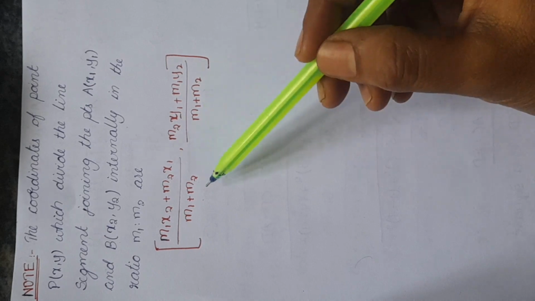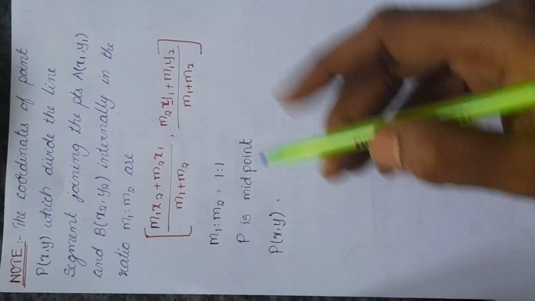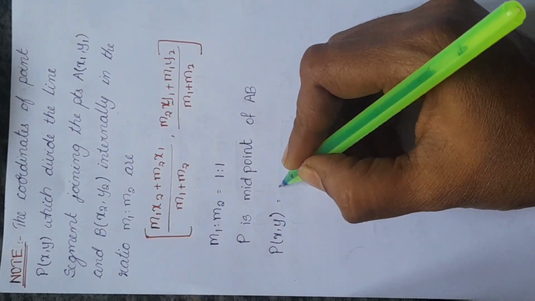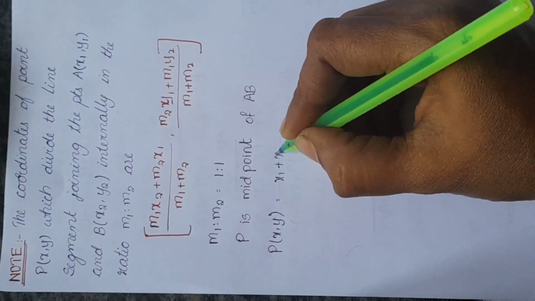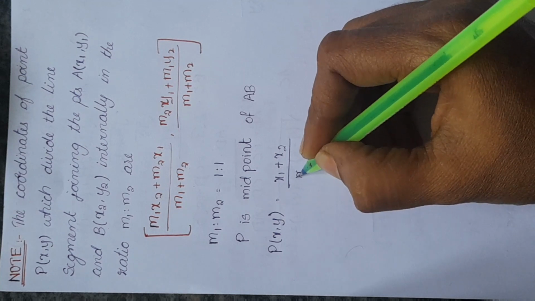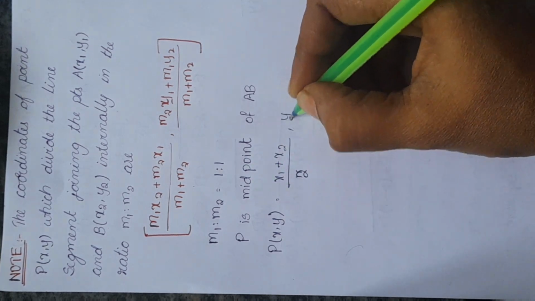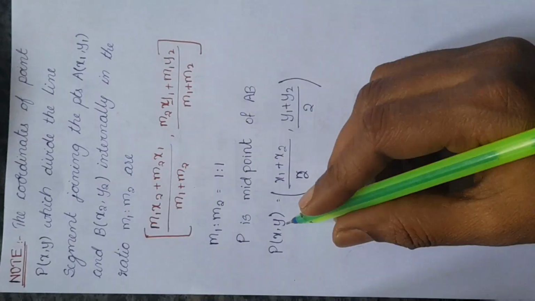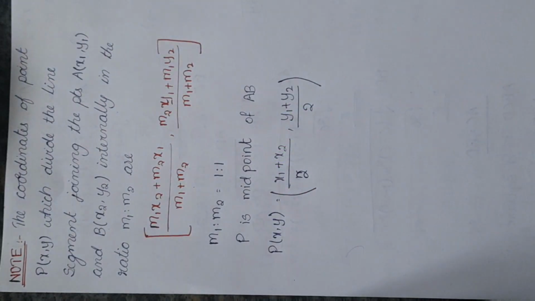If the ratio is 1:1, P becomes the midpoint of the line segment AB. Then the coordinates of P(x, y) become (x1 plus x2) by 2, since m1 plus m2 is 2, and (y1 plus y2) by 2. This is the x and the y coordinates of P if P is the midpoint of line segment AB.